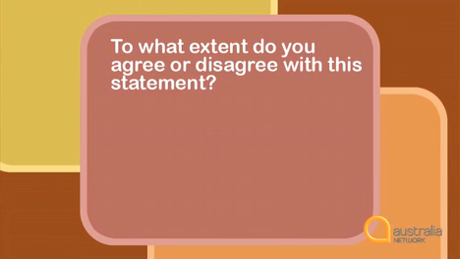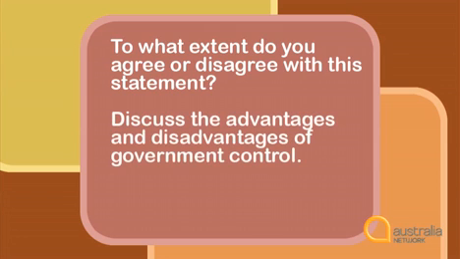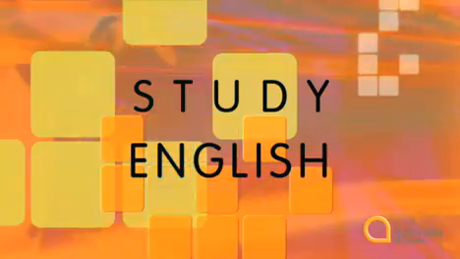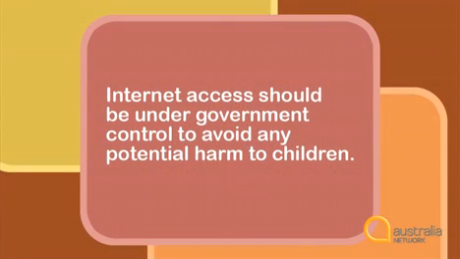Often, the question task tests whether you can present two sides of an issue, compare opinions, and justify your view, such as these. To what extent do you agree or disagree with this statement? Or, discuss the advantages and disadvantages of government control. Or, what is your opinion? Here's the question topic again. Internet access should be under government control to avoid any potential harm to children.